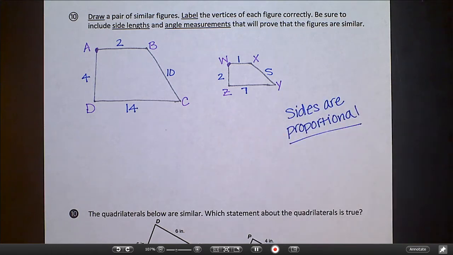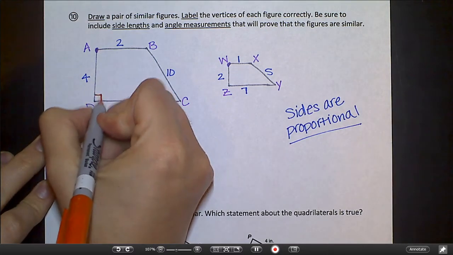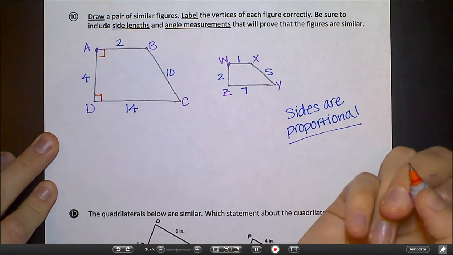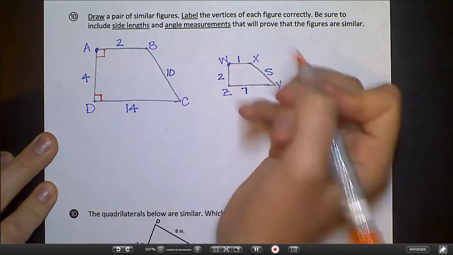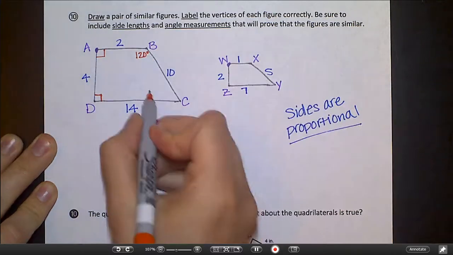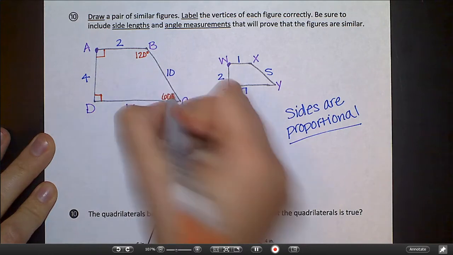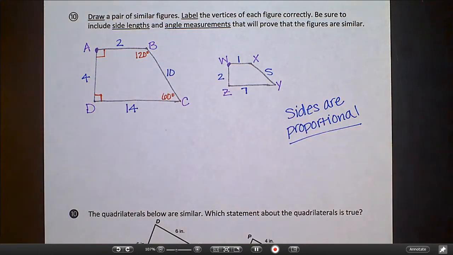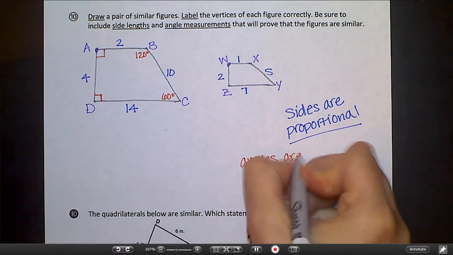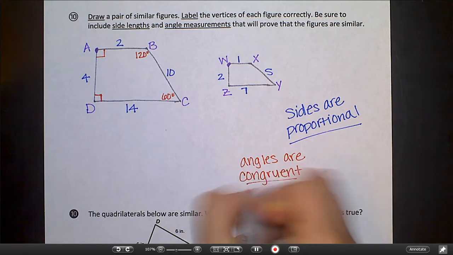All right, now let's go on to the angle measurements. We're going to say that this is 90 degrees, and this is 90 degrees, and then this is 120 degrees, and so to make it 360 degrees, this would have to be 60 degrees. Now, the angles of similar figures are congruent, which means equal.